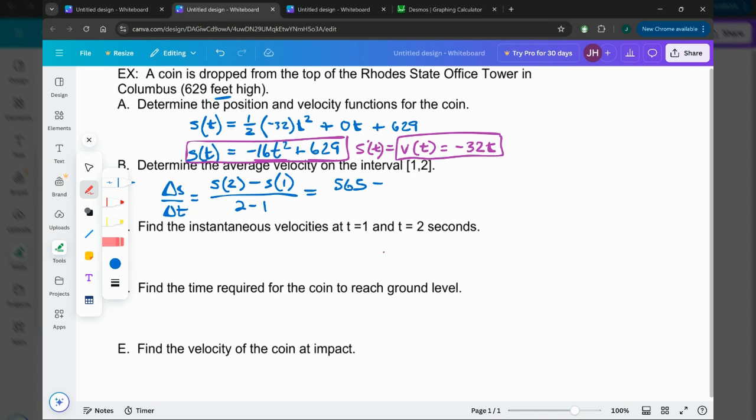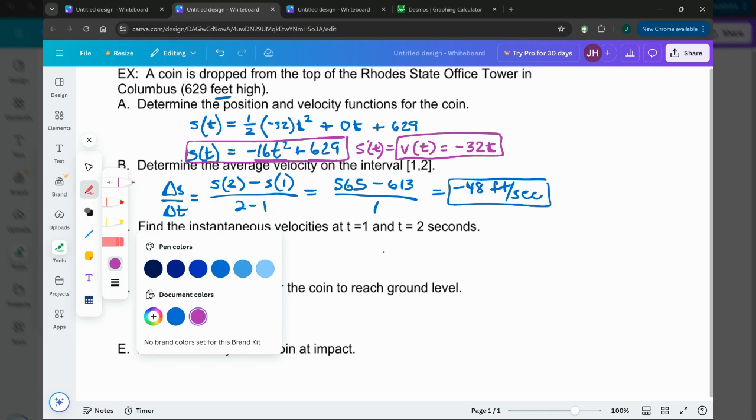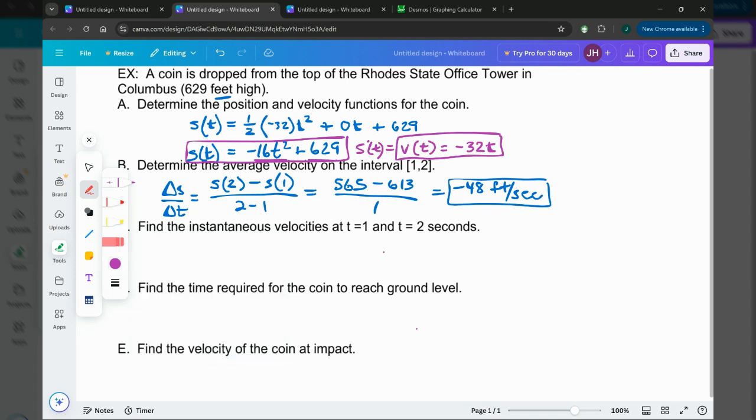And I'm going to subtract s of 1. I'm going to do the same thing. I'm going to plug 1 into the position equation, and I come out with 613. This is obviously all over 1. And if I subtract those two numbers on the top, I actually get negative 48. And since this is a velocity, I would say feet per second. Get used to putting your units on these problems, because on an AP exam, they would expect the units for you to get full credit.